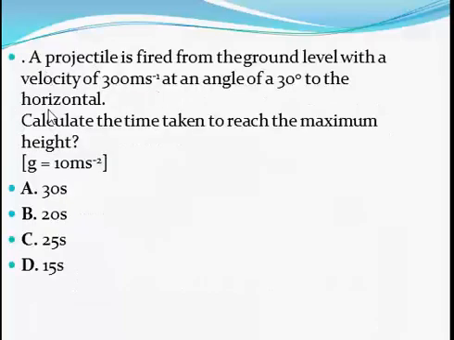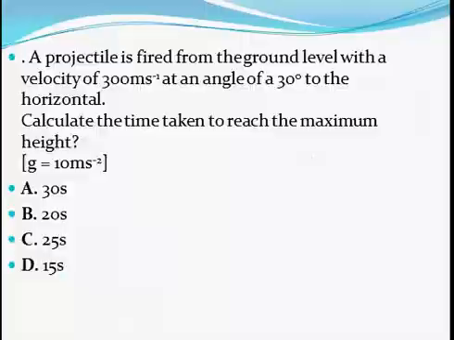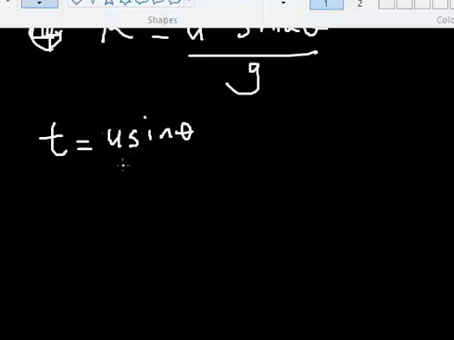Here we have a question. It goes this way. A projectile is fired from the ground level with a velocity of 30 meters per second at an angle of 30 degrees to the horizontal. Calculate the time taken to reach the maximum height. This should be very simple. So here we go. The time to reach the maximum height is U sine theta all over G.